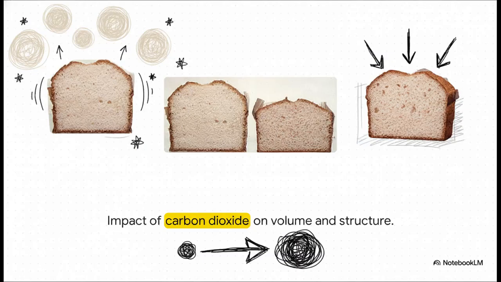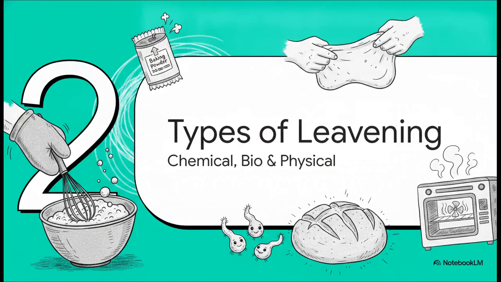Think about the macro result of all that microscopic gas expansion. A sad, dense brick completely lacks that carbon dioxide evolution, whereas a beautiful, light, airy loaf has it in spades. The entire difference in volume and structure is entirely due to successfully trapping and expanding CO2 inside those tiny air bubbles.